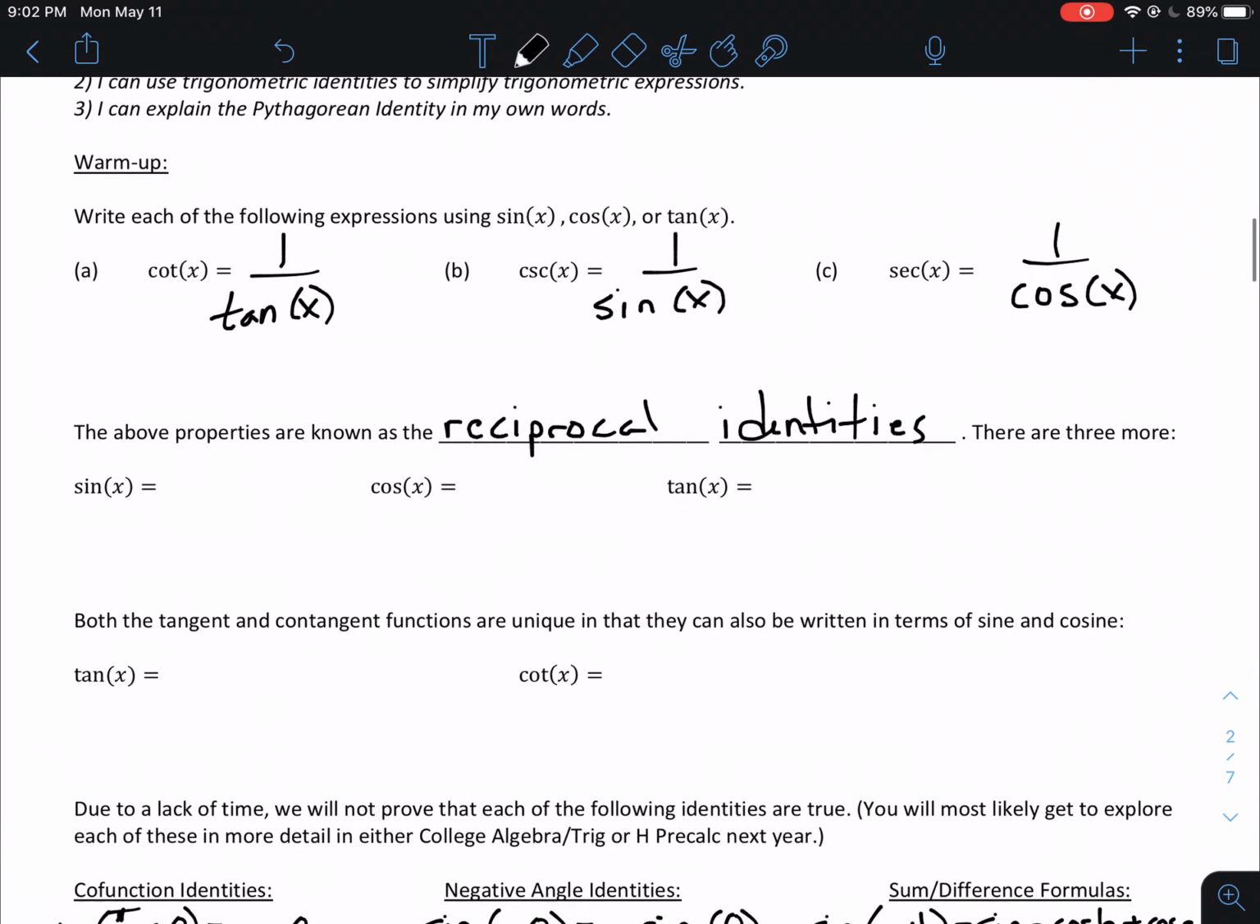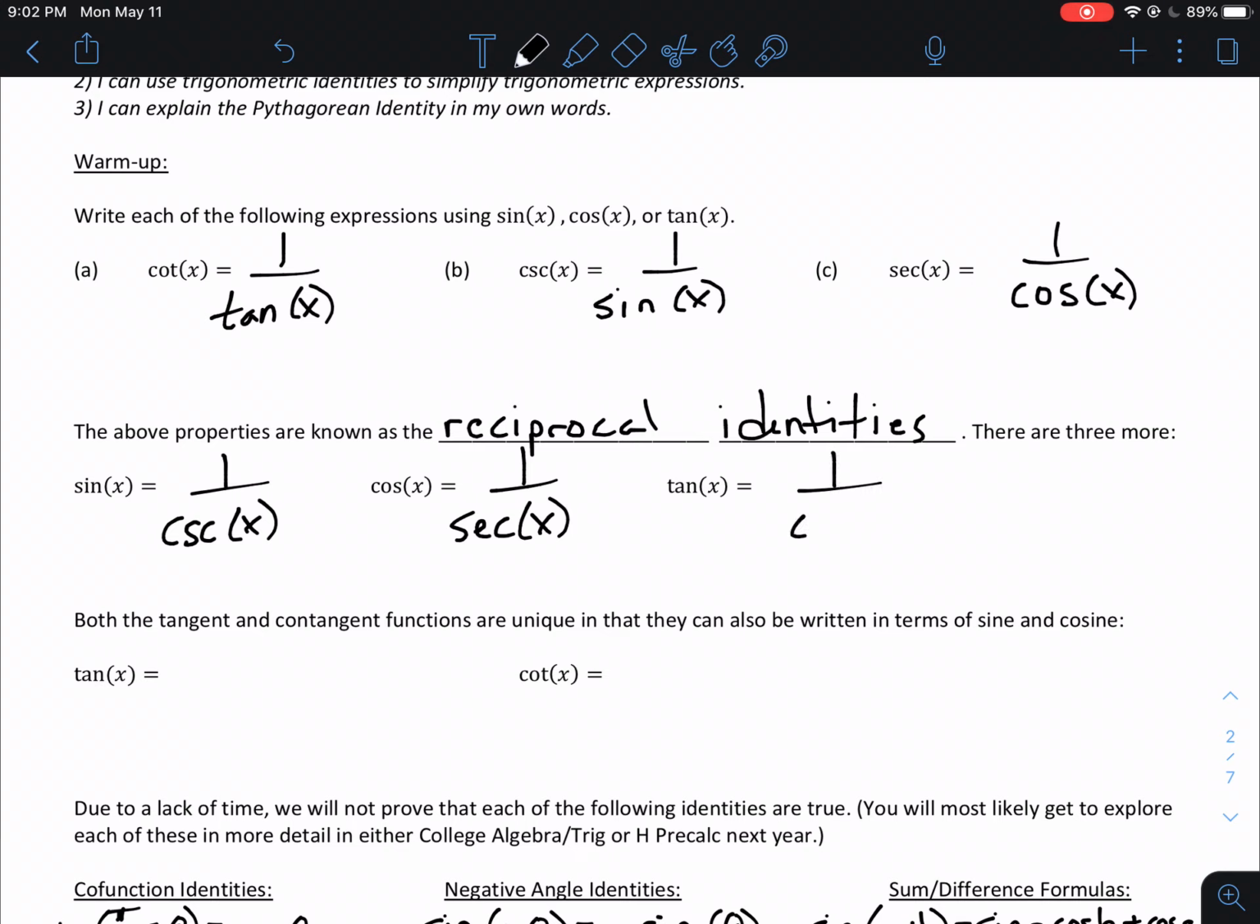Now, there are actually three more of those. If you think about going in the other direction, we could also say that sine of x is the same as 1 over cosecant of x. We could say cosine of x is the same as 1 over secant of x. And that tangent of x is the same as 1 over cotangent of x. So this whole section is going to be about these different identities. We're going to go through basically all of the ones that you need to know for this section as well as later sections. There'll be a few that we'll add in the very last section, but we'll talk about those when we get there.